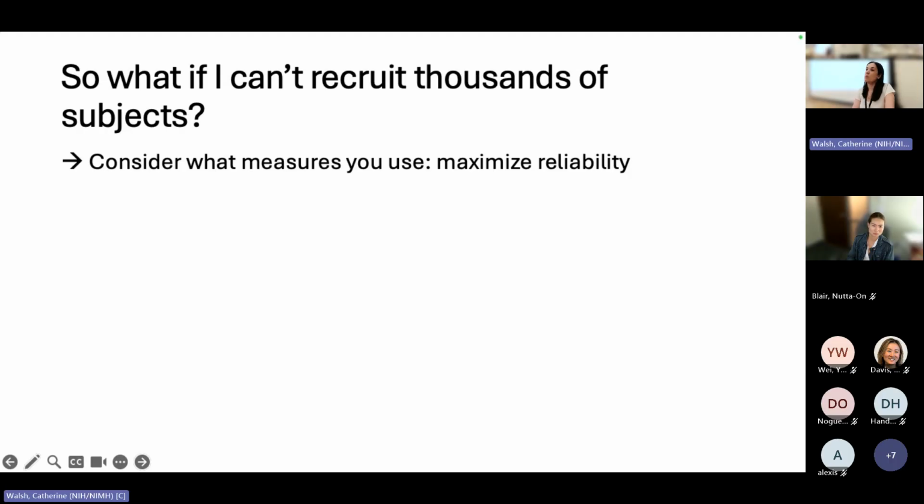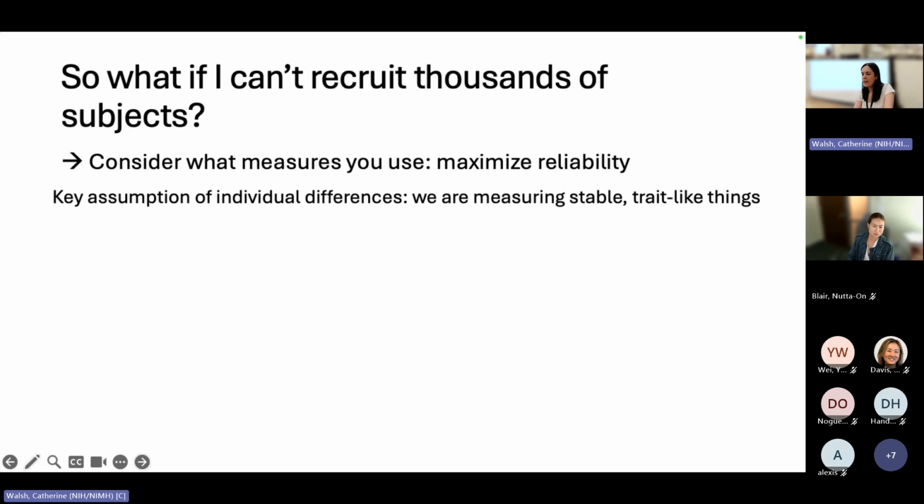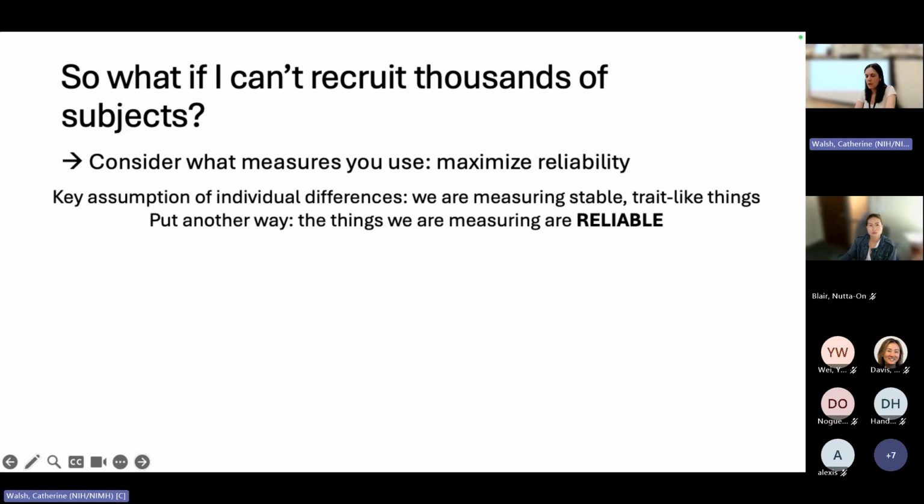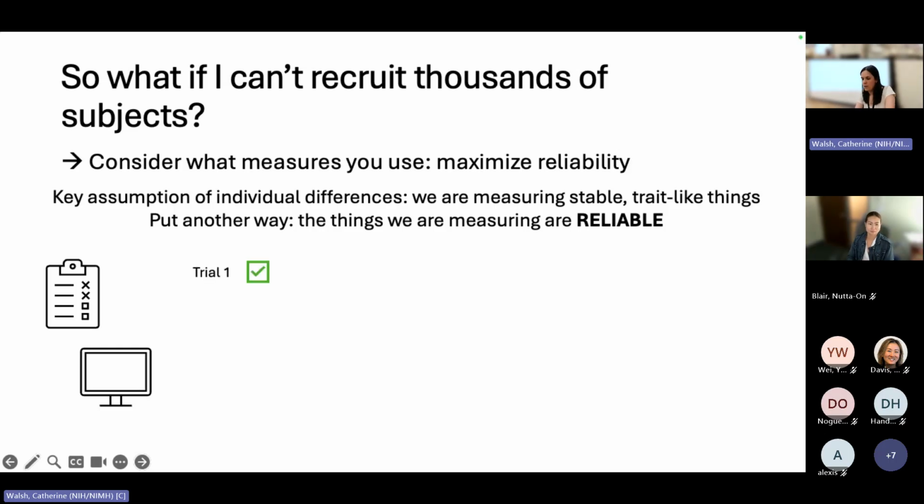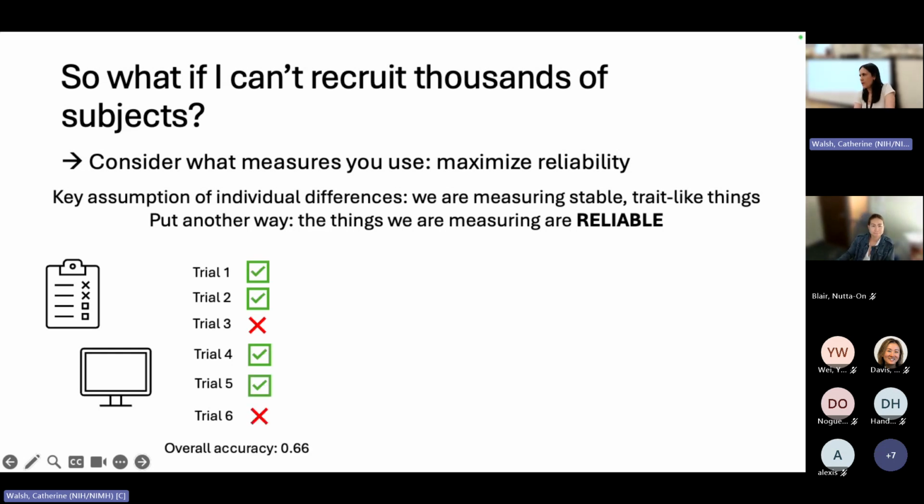Another thing we also want to think about in terms of choosing our task is maximizing the reliability of our task. A key assumption of thinking about individual differences is that we are measuring reliable trait-like things. Put another way, we're measuring things that are reliable. So I'm going to give you a toy example of what that means. Say I've got this task that I'm administering and it has 6 trials. First trial, great, you get it correct. Second trial, wonderful. Third trial, you mess up, you get it wrong. Not a big deal. We pull it back together for trial 4 and 5, and 6, we get it wrong. Overall, we got a 66% accuracy, life is good.